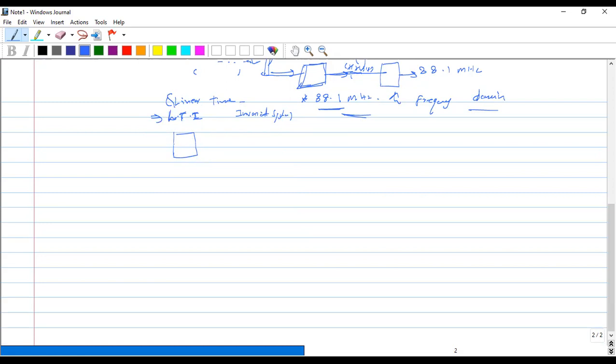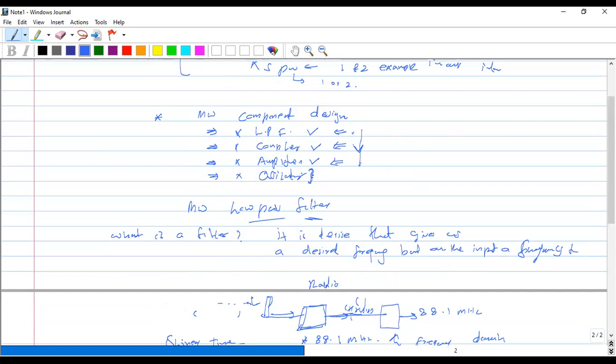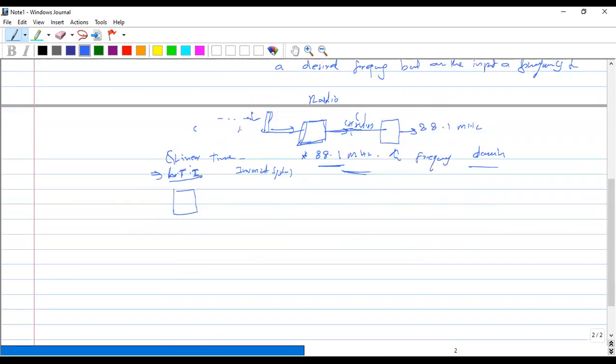We need to get the input and output relationship. If it is linear and time invariant, we can easily get the input and output relationship of a system. If it is not linear or time invariant, it is somewhat complex. So normally we consider LTI systems. For example, filters, couplers, amplifiers and oscillators are considered as LTI systems.